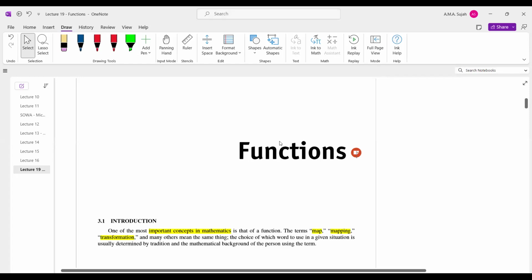Anyone? Any volunteer to answer my question? So what did you understand by function? Tell me, what did you understand by a function?